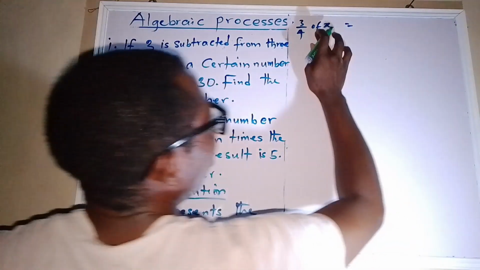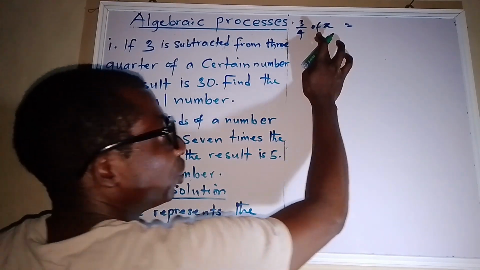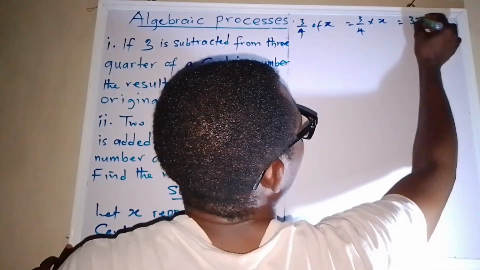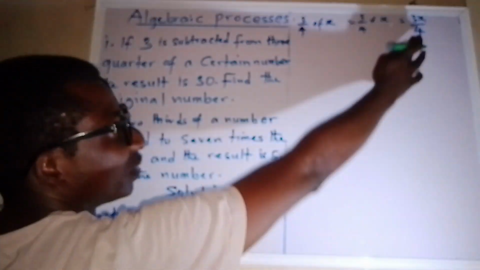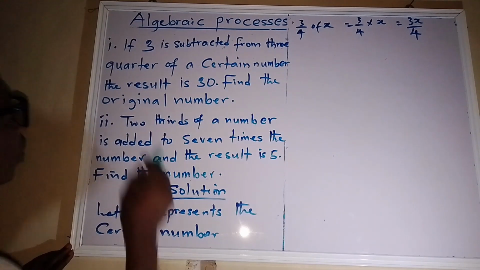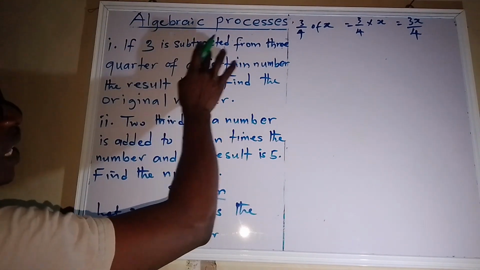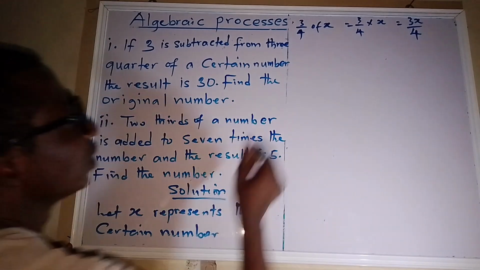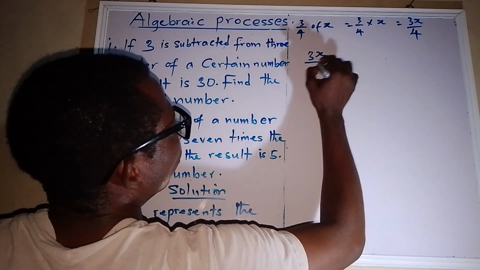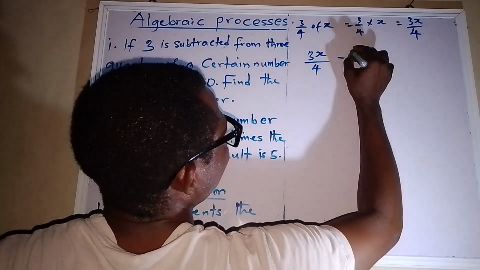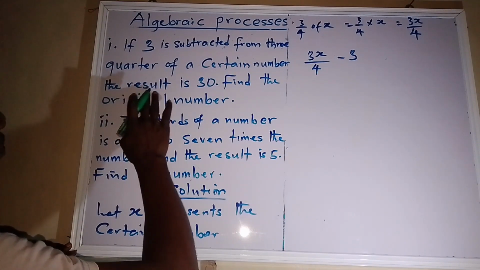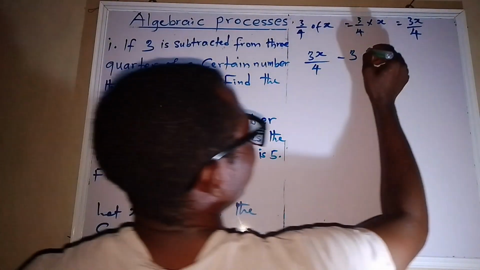Of in mathematics means multiplication. So that's 3/4 times x, and that's 3x/4. So this is 3/4 of x, 3/4 of a certain number. If 3 is subtracted from 3/4 of a certain number, so 3 is subtracted from this. So we have 3x/4 minus 3. Okay, now the result is 30, so the result will be 30.